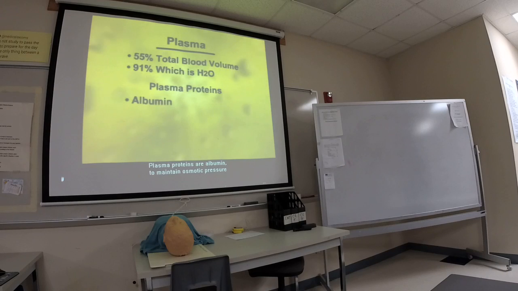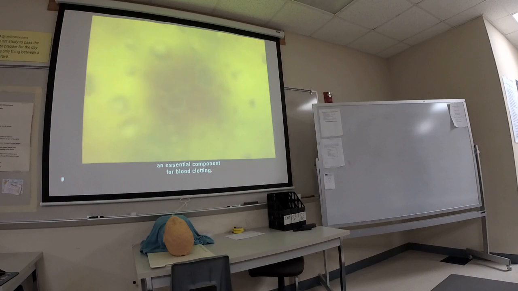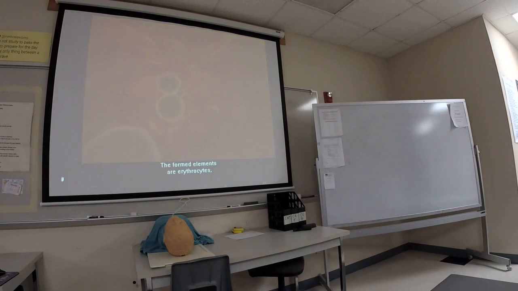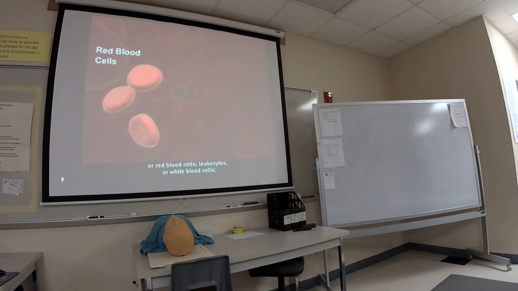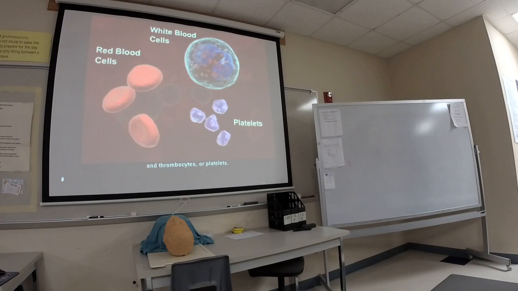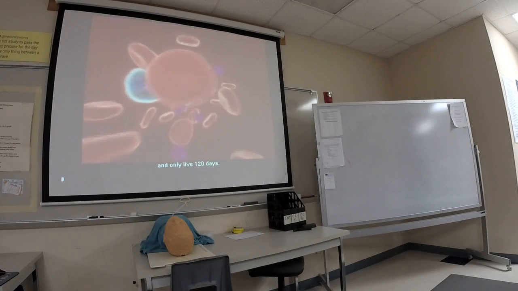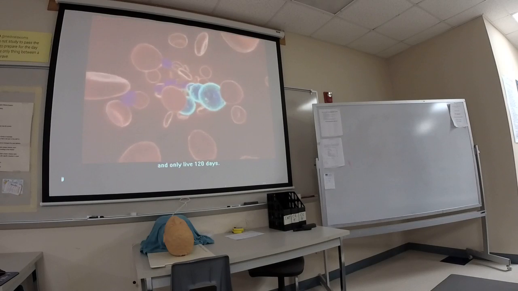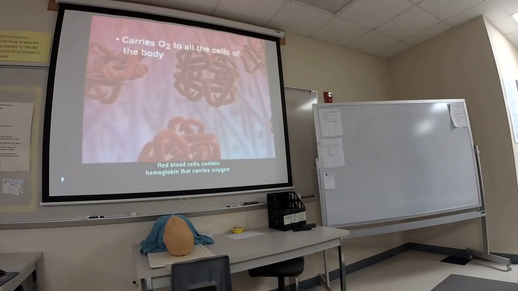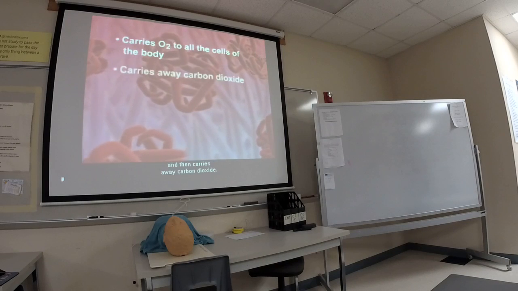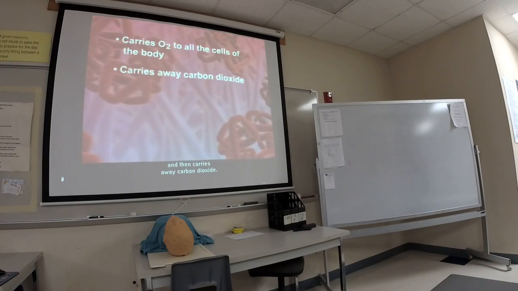Plasma proteins are albumin to maintain osmotic pressure and water balance, globulin antibodies to help the immune system, and fibrinogen, an essential component for blood clotting. The formed elements are erythrocytes or red blood cells, leukocytes or white blood cells, and thrombocytes or platelets. Red blood cells have no nucleus, therefore they do not divide and only live 120 days. Red blood cells contain hemoglobin that carries oxygen to all cells of the body and then carries away carbon dioxide.